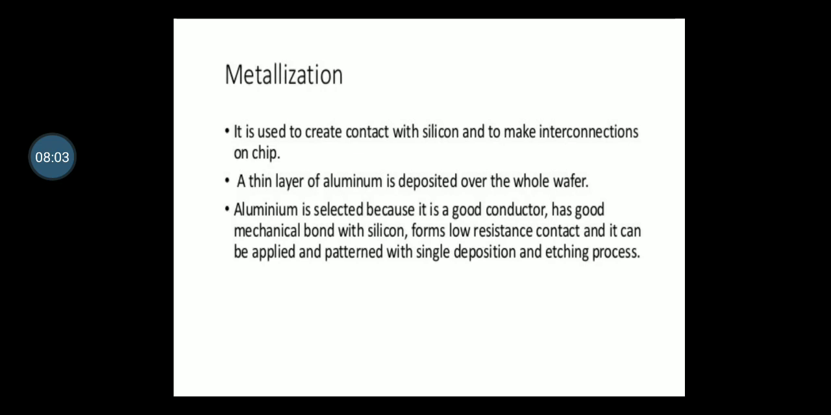So next one is the metallization. It is used to create contact with silicon and to make interconnections on chip. So a thin layer of aluminum is deposited over the whole wafer. Aluminum is selected because it is a good conductor and has good mechanical bond with silicon, forms low resistance contact, and it can be applied and patterned with single deposition and etching process.